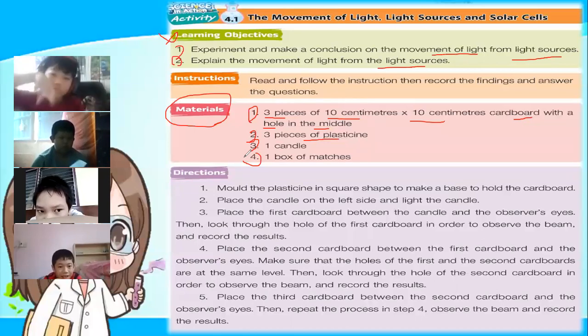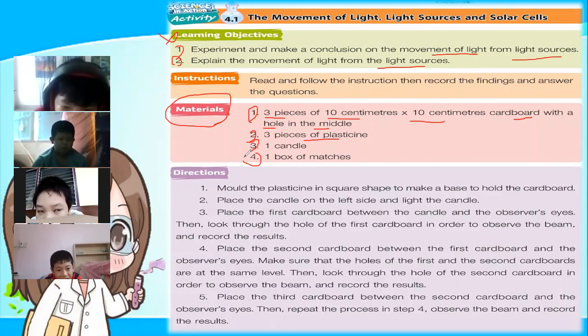Remember that, students: 3 pieces of cardboard, the same size, with a hole in the middle. Number 2, 3 pieces of plasticine. Number 3, 1 candle. Number 4, 1 box of matches to flame the candle.